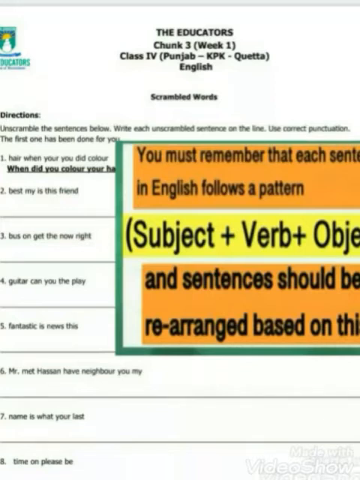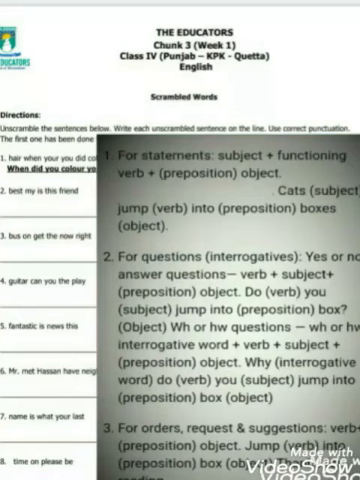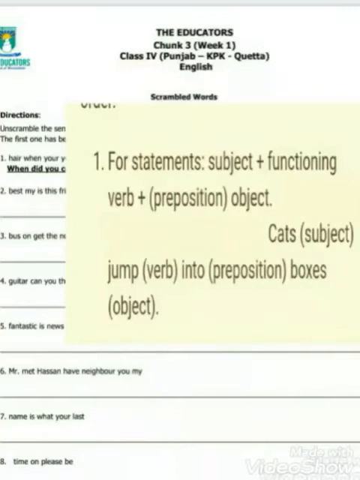You must remember that each sentence in English follows a pattern: subject, verb, object, and sentences should be rearranged based on this. Look at some tips to unscramble the sentences. Number first, for statements: subject, functioning verb, preposition, object. For example, cats jump into boxes.